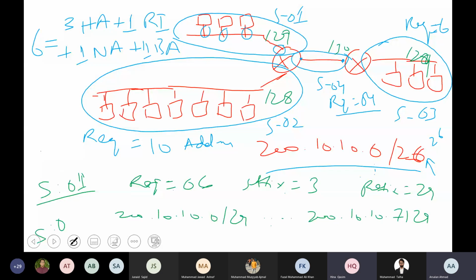Please solve for subnet 2. Yes, the requirement is the same, 10 addresses, the suffix is the same, 4, the prefix is the same, 28. There is nothing changed over here, but the starting address will be what? What will be the starting address? Anyone? 0.8. Okay, so 200.10.10.8, right? The starting address will be right after this one.